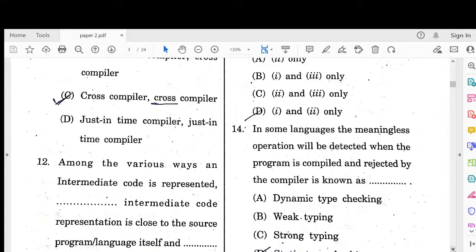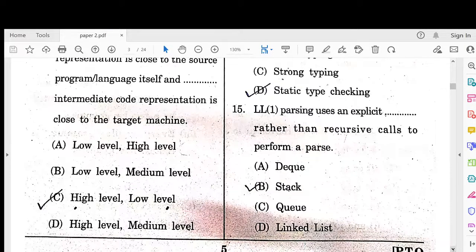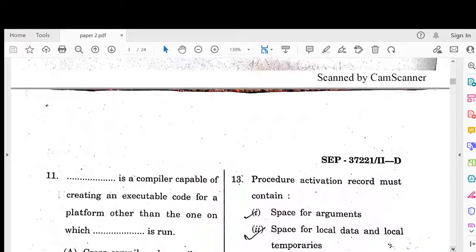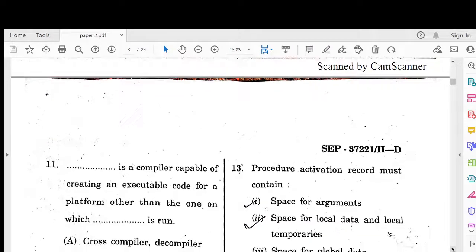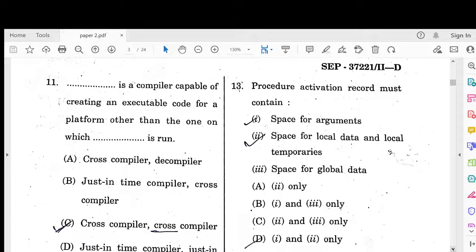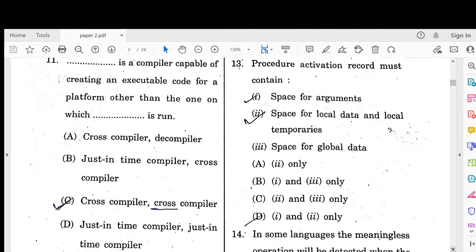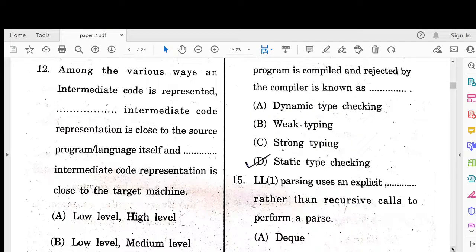Question number 12. The answer is option C. The high level and low level. Question number 13. Procedure activation record must contain space for arguments, space for local data and local temporaries. So option D is the correct answer, 1 and 2 only. Question number 14. In some languages, the meaningful operation, the compiler is known as option D, static type checking.